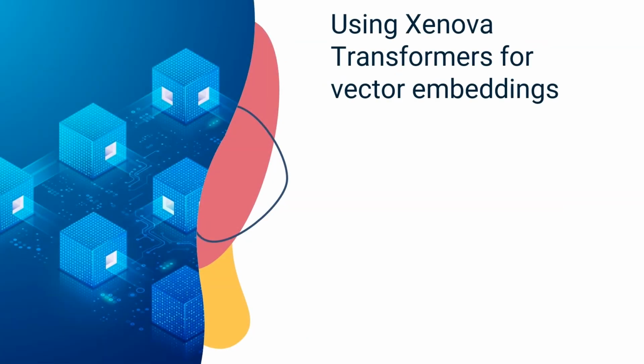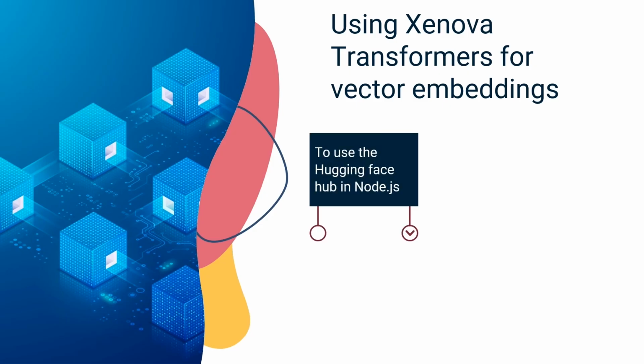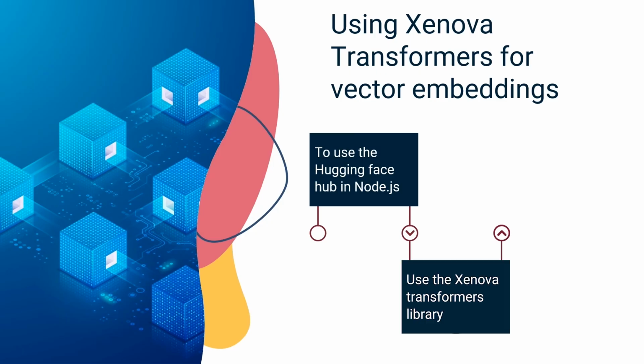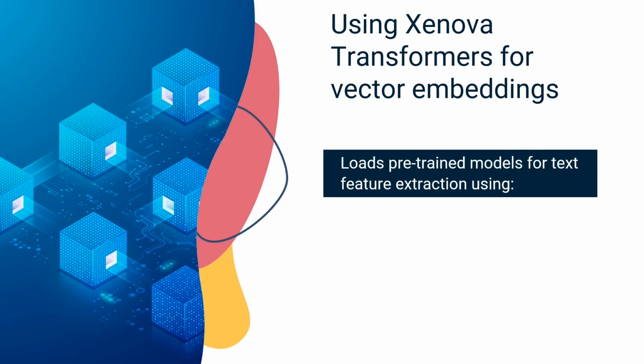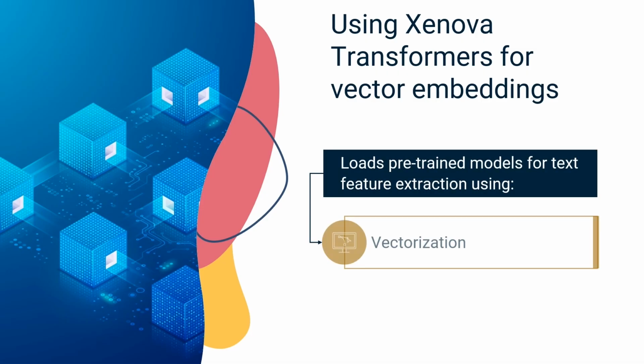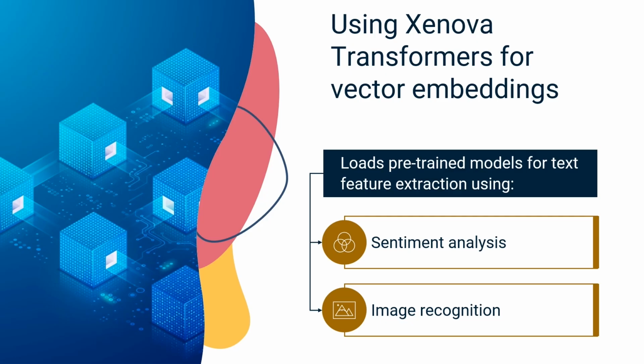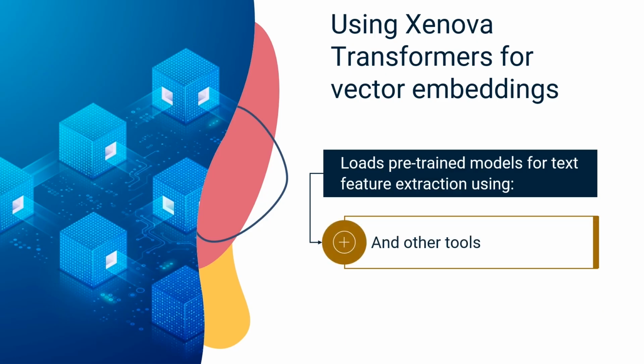Next, learn about using Zenova Transformer with Hugging Face to create embeddings. Hugging Face is a hub of more than 100,000 pre-trained models for different kinds of data. To use the Hugging Face hub in Node.js, we use the Zenova Transformers library. Zenova/Transformers is a Node library that supports access to the large language models within the Hugging Face hub. You can quickly install Zenova/Transformers and generate vector embeddings for text. Zenova loads pre-trained models for text feature extraction using vectorization, translation, sentiment analysis, image recognition, and other tools. Let's look at how you do that.